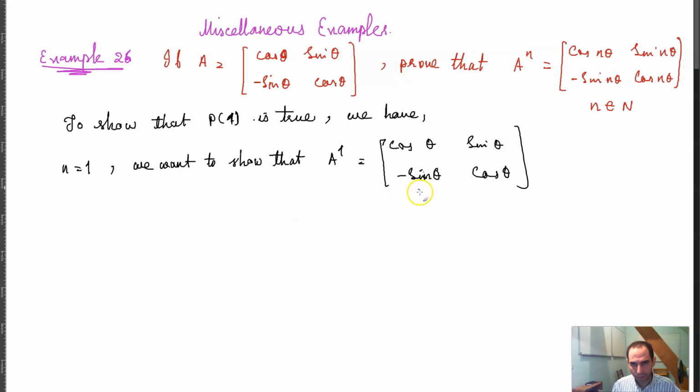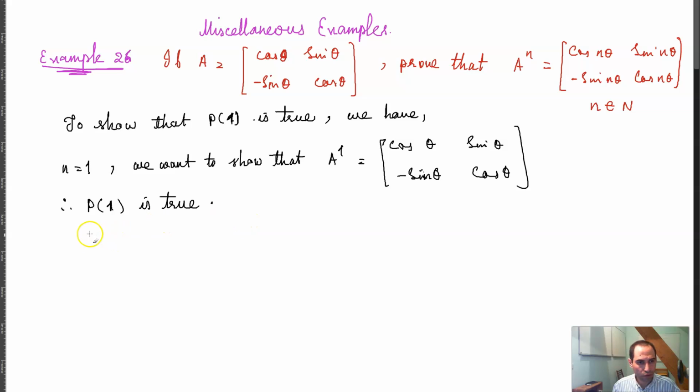So now how do I calculate A raised to the power 1? A raised to the power 1 is simply true, because A is equal to cos theta, sine theta, negative sine theta, cos theta, and this is already A raised to the power 1. Therefore, P of 1 is true, right? So P of 1 is true.